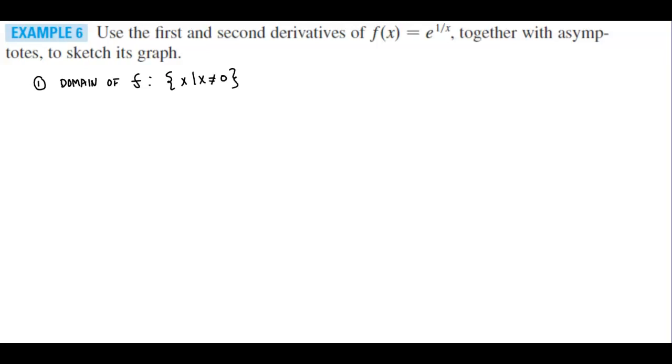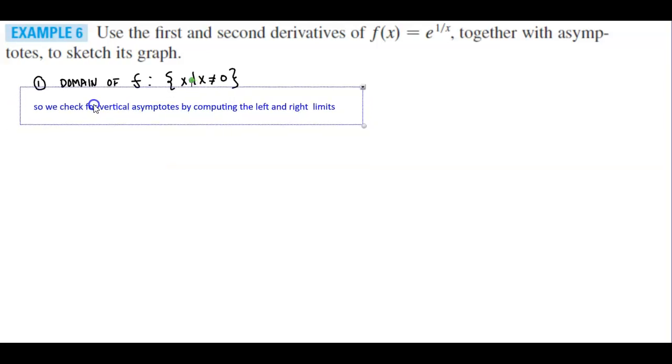The reason why is if we plug in 0 into that function, it's going to be e to the 1 over 0. So we know that's the domain. Now the next thing we need to do is check for vertical asymptotes by computing the left and right limits.